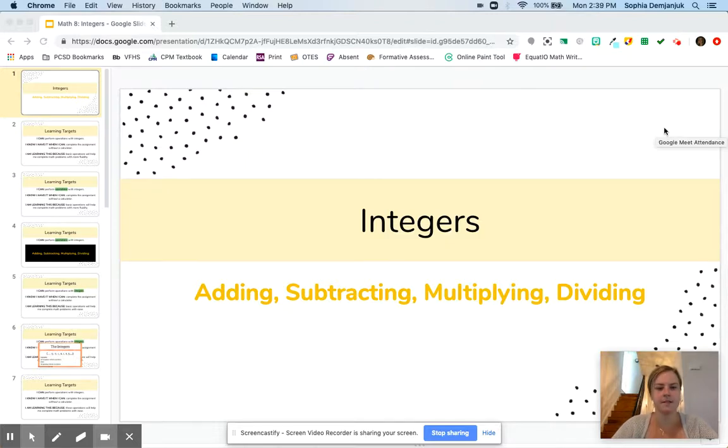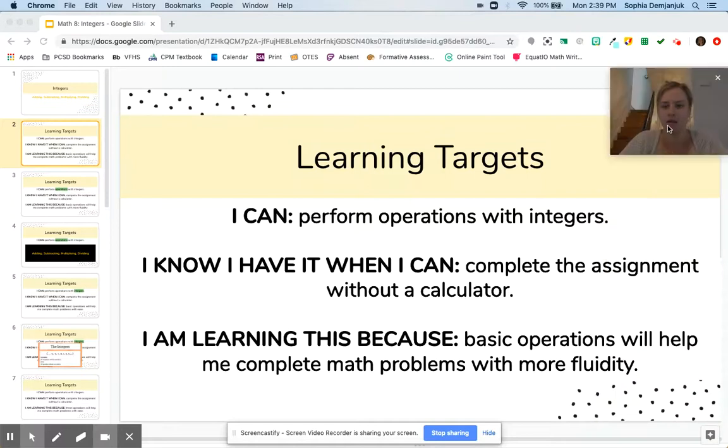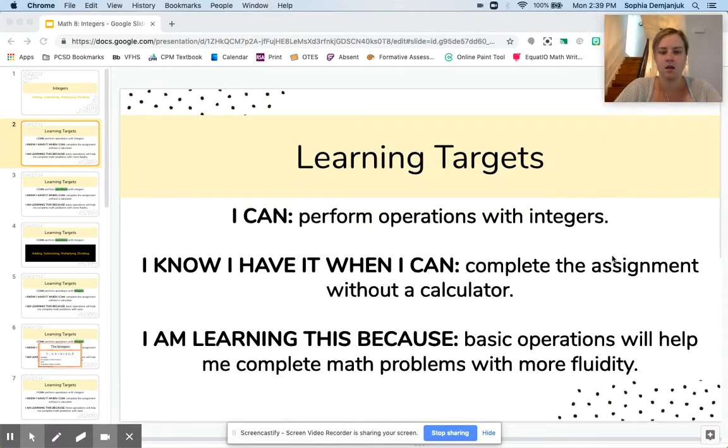Okay, so in this lesson today, we're going to be working with integers, and we're going to be adding, subtracting, multiplying, and dividing. So first thing that we're going to go over is our learning targets. You can see that you can perform operations with integers as your first learning target, and we're going to talk a little bit about what that actually means.